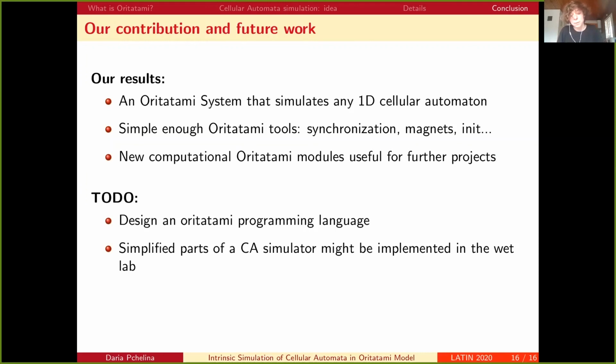So the next step would be to implement loops and some other stuff to design an Oritatami compiler, and because we're moving between the experimental and theoretical domains, we're very interested to implement some simplified tools of our construction, like the synchronization module, in the wet lab.